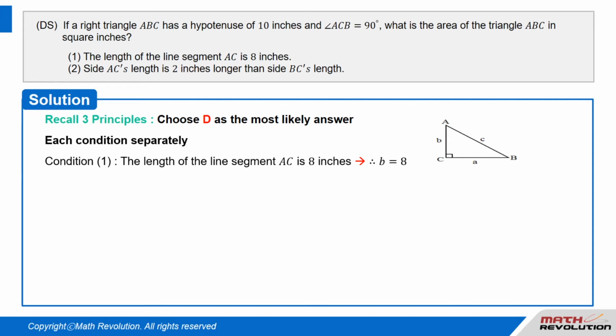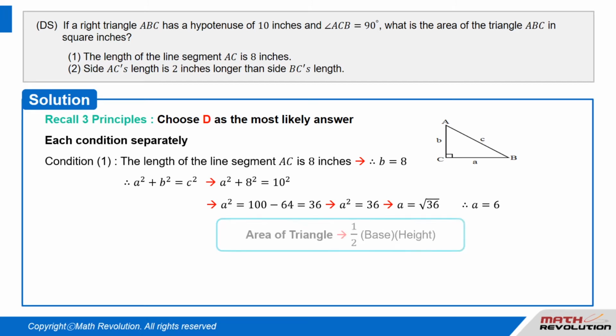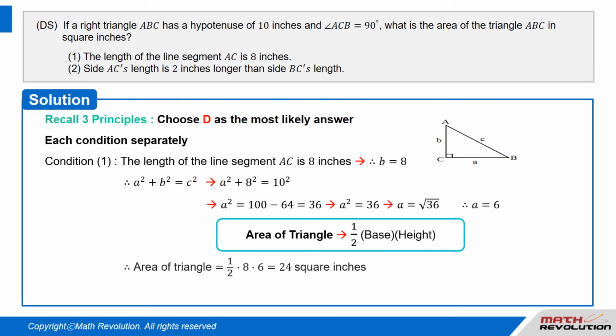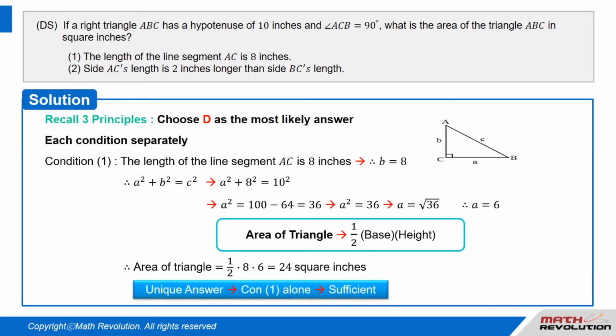Condition 1 tells us that the length of the line segment AC is 8 inches. That is, b equals 8. Therefore, we get a squared plus 8 squared equals 10 squared. a squared equals 100 minus 64 equals 36, or a equals the square root of 36, which equals 6. The area of a triangle is 1/2 times the base times the height. So, the area is 1/2 times 8 times 6, which equals 24 square inches. Since it is a unique answer, this condition is sufficient.